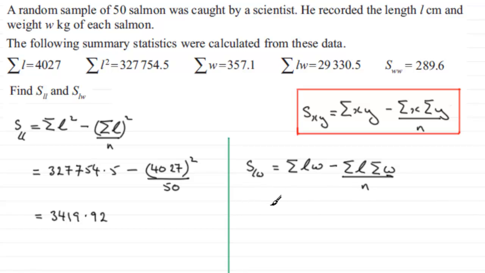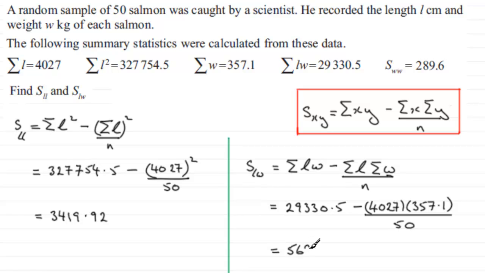And again, we can just take our values from up here, and we've got sigma LW as being 29330.5, then minus sigma L, which is 4027, and then we multiply that by sigma W, which is 357.1, and divide that by 50. And what we find we get for that one is exactly 569.666.